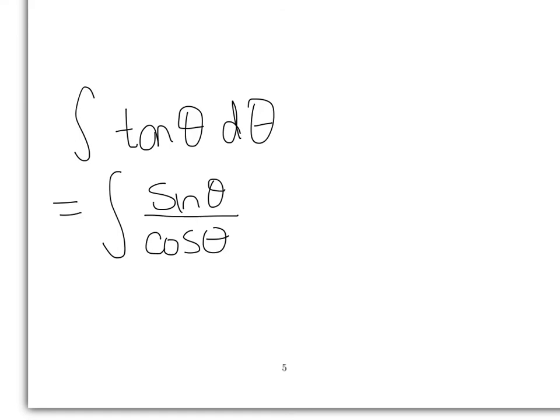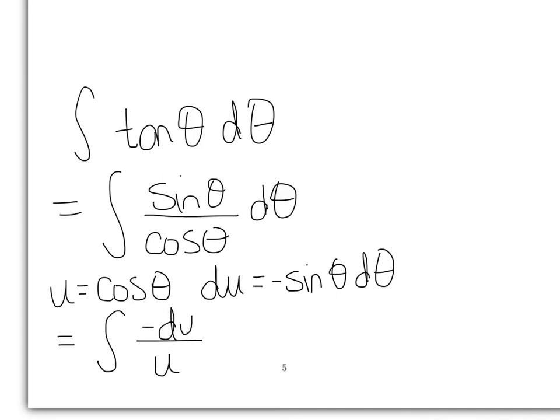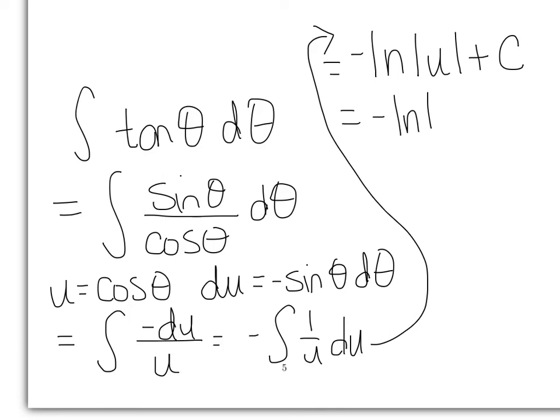And this is a very standard u substitution problem because now you have a fraction, and if you let u be the denominator, so you can get rid of that nastiness in the denominator, the derivative of that is negative sine theta. And so when you rewrite this, you're really just integrating negative du over u, which is the same as negative 1 over u du, if you want to rewrite it. Which, remember, that integral is just natural log, absolute value, don't forget that, plus c. And then that really is just negative ln of cosine of theta plus c.